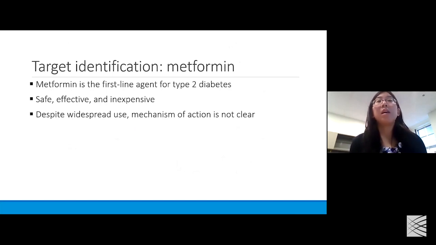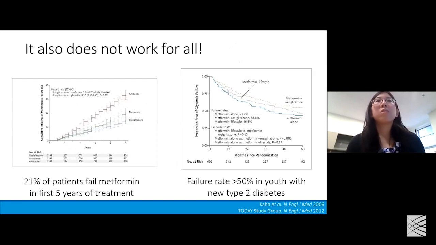Pharmacogenetics has been studied in metformin, which is the first-line agent for type 2 diabetes. Metformin is the first line because it's safe, effective, and has a low cost. It's inexpensive. But despite its widespread use, the mechanism isn't entirely clear. Metformin also doesn't work for all individuals. We know from clinical studies that 21% of patients fail metformin in the first 5 years of treatment. And so this represents a group that is of interest.